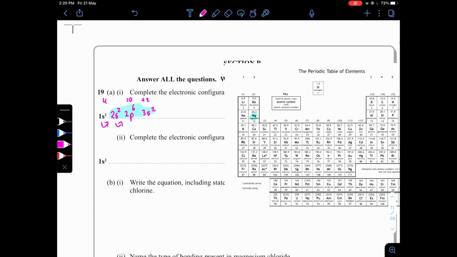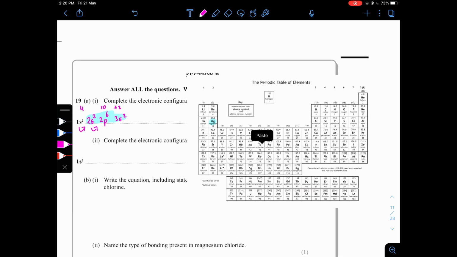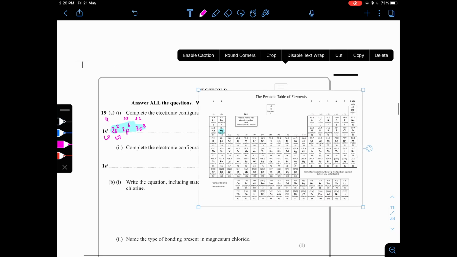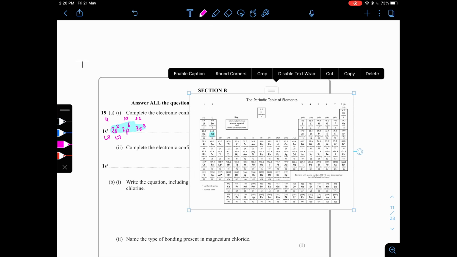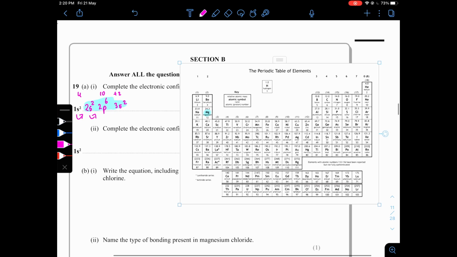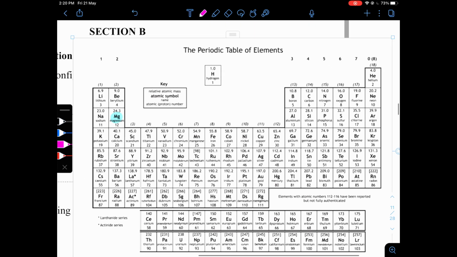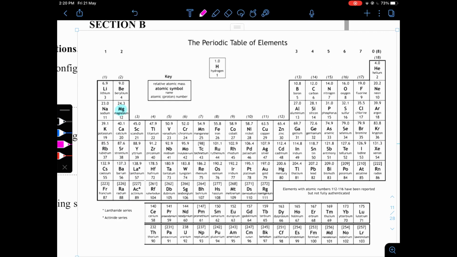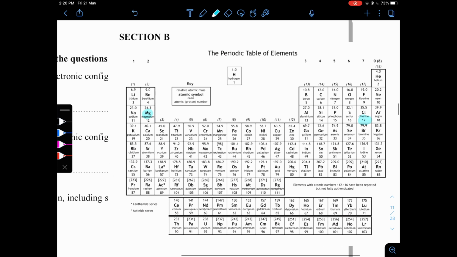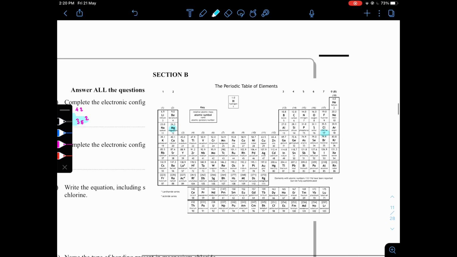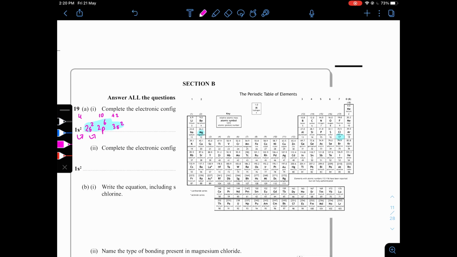Next, complete the electronic configuration of the chlorine atom. So the chlorine atom has 17 protons, which means it's going to have 17 electrons. With knowing that, we now need to do the same thing we did before.